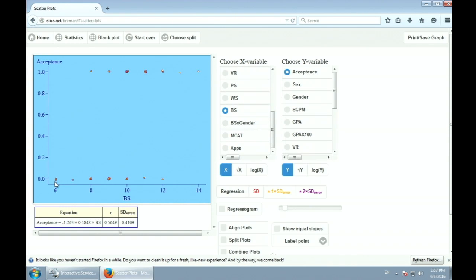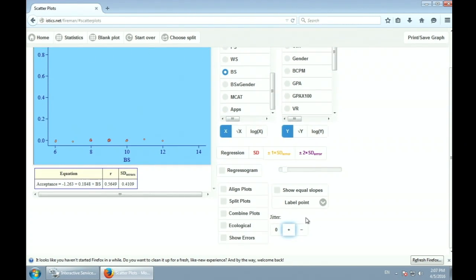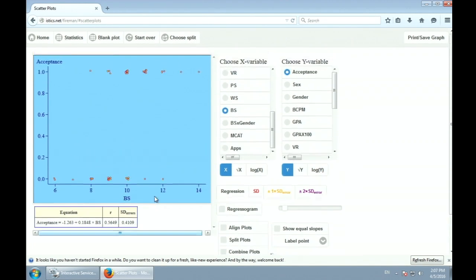So for example, there's 2 students who got a 6. That's a really low score on that biological science score, and they didn't get into medical school. Let's see, more jitter. Okay, so here there were 4 people who got 12s, and 3 of them got in, and 1 of them didn't.